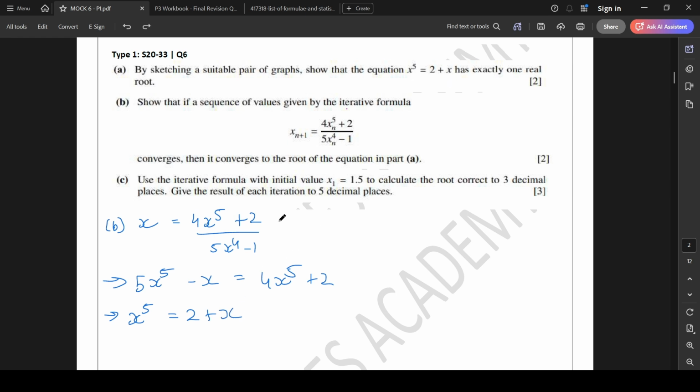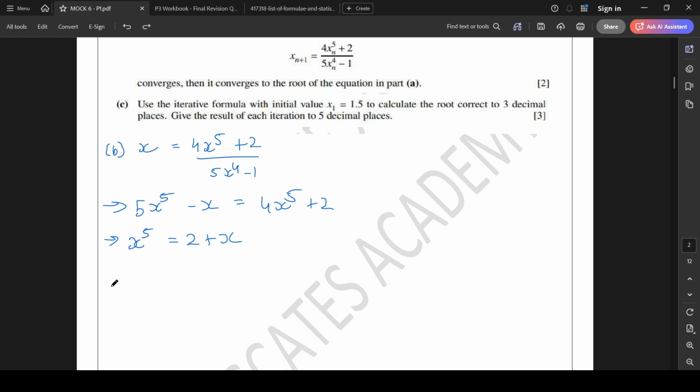So it means that if we are solving this equation and getting an answer, it is the root for this equation as well. Because of course the equations are the same, that is what I'm trying to say over here. So we are done with part B, we can go to part C now.